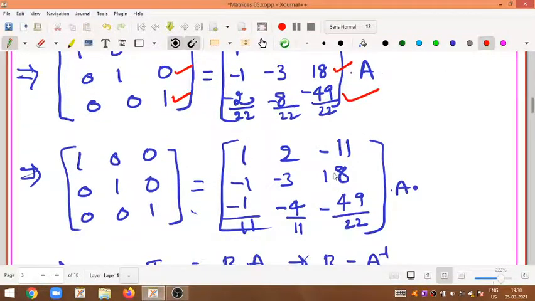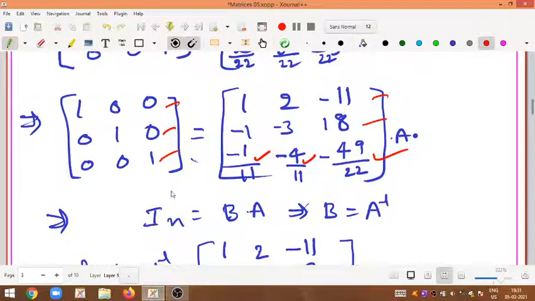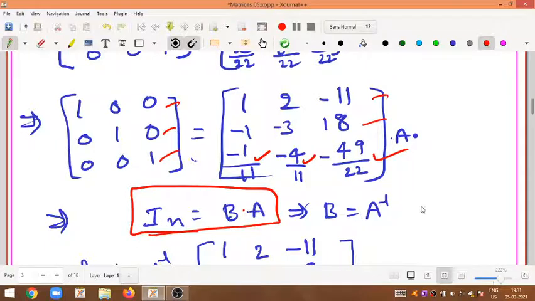I wrote here. Again that becomes this one right as it is. This one right as it is. Again minus 22 by minus 2 by 22 becomes minus 1 by 11. This minus 4 by 11. This one I wrote here. Here it is in the form of In is equal to B into A, where B is equal to A inverse.